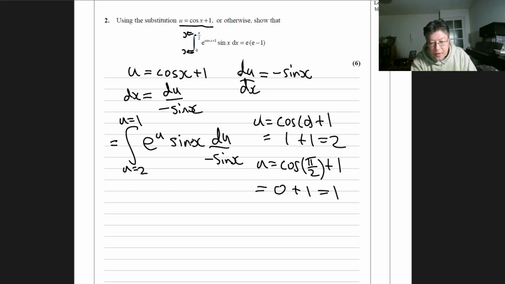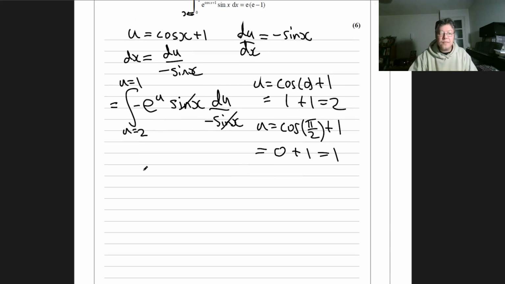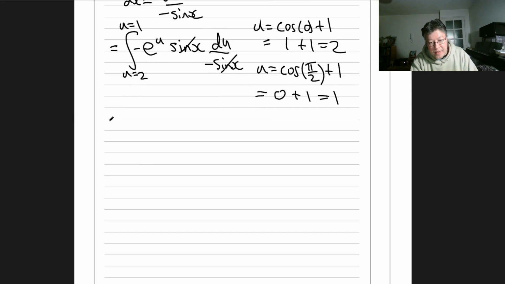Okay, and now we will simplify this. So the sin x cancels with the sin x, and we're left with a minus, so I'm going to put that minus in front. And now we'll just neaten this up a bit. So we get the integral from 2 to 1 of negative e to the u du, and this can now be integrated.